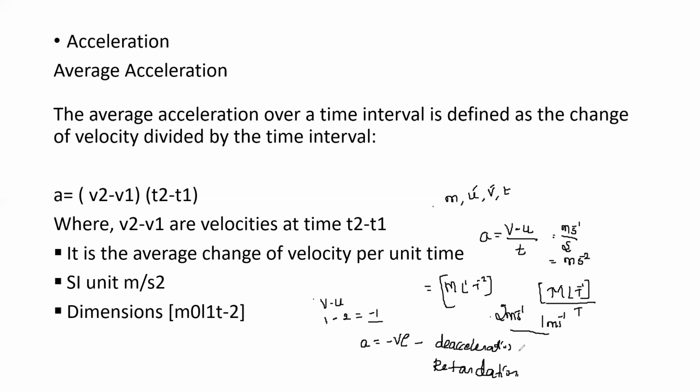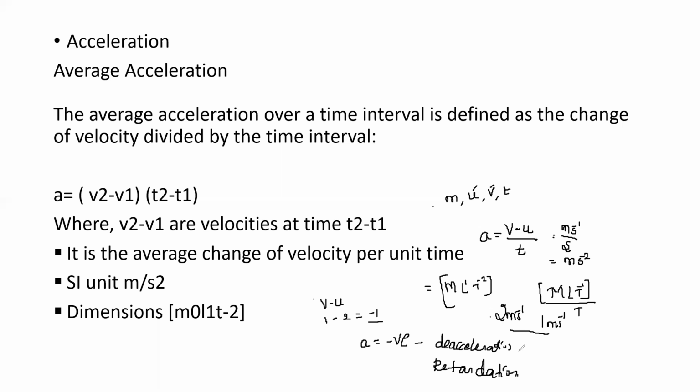Then the types of acceleration, we can take 4 types here: uniform acceleration, non-uniform acceleration, average acceleration, and instantaneous acceleration. So uniform and non-uniform are similar to uniform velocity and non-uniform velocity. Here, the definition of average acceleration is: the average acceleration over a time interval is defined as the change of velocity divided by the time interval.